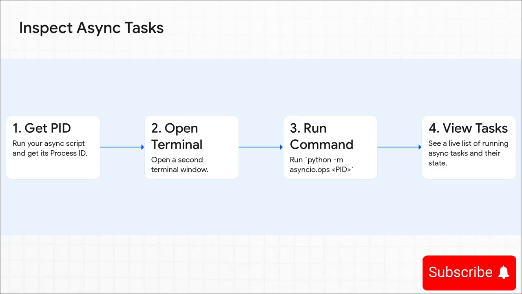If you work with Asyncio, you're going to love this. There's now a built-in command line tool to inspect running async applications. You just find the process ID of your script, pop open another terminal, run python -m asyncio ps with that ID, and bam! You instantly get a live look at all your running async tasks and what state they're in. This is just incredibly useful for debugging.